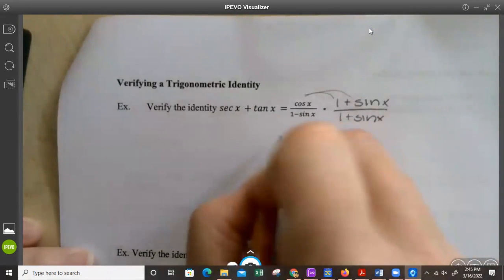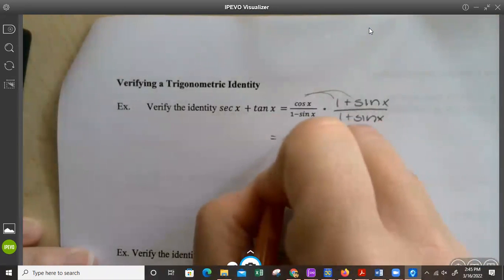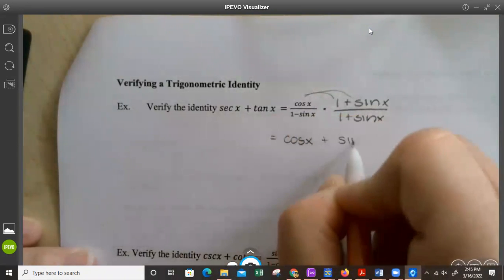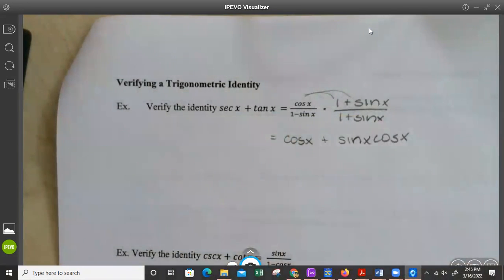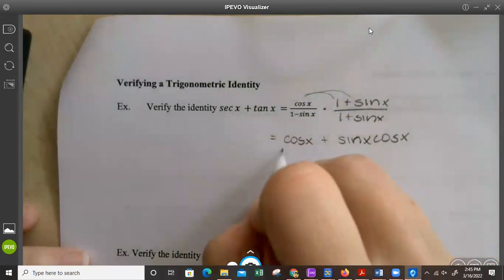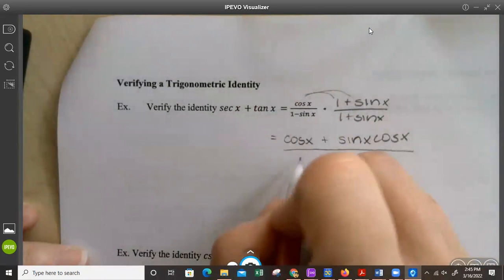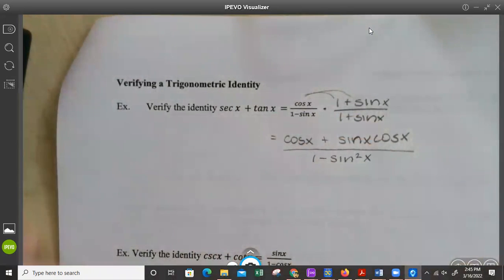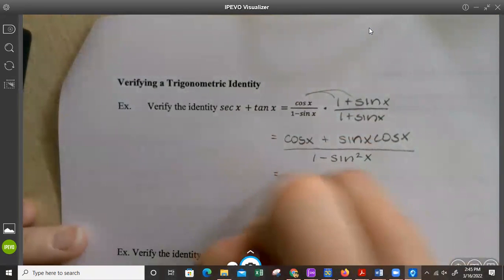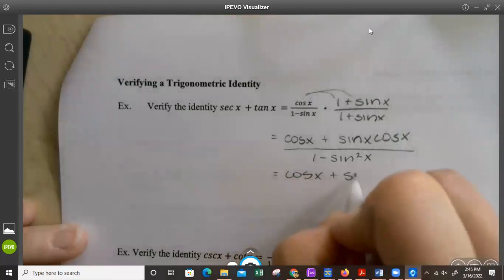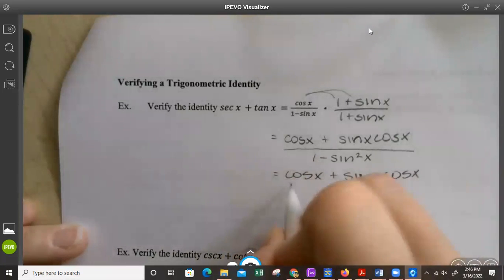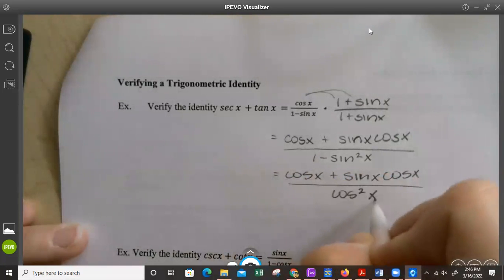Distribute on the top. What am I going to have? And it doesn't matter which order you write them in, if you write cosine x and sine x. On the bottom, 1 minus sine squared x. What is 1 minus sine squared x? So the top is good right now. The bottom turns into cosine squared x.